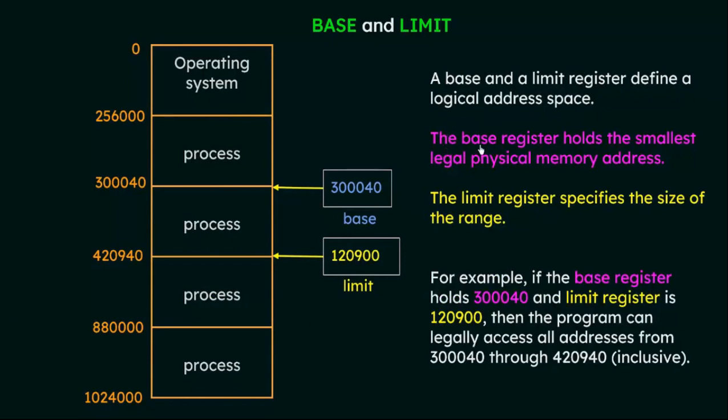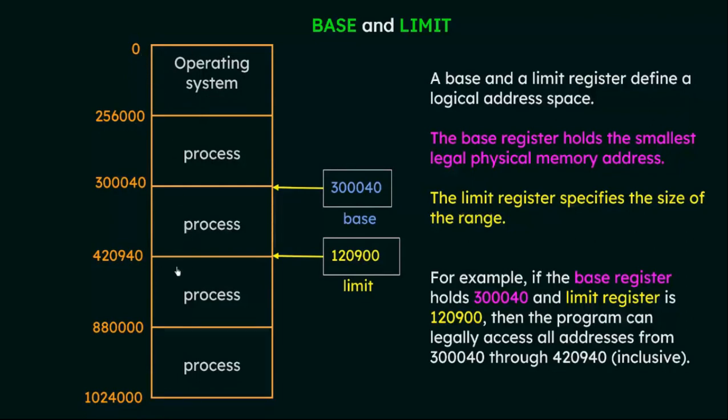Now what do we mean here? The base register holds the smallest legal physical memory address, and the limit register specifies the size of the range. So think of this as our memory space that we have, from 0 up to 1024000. On top of it, we have the operating system. The operating system is residing in the memory space between 0 and 256000.